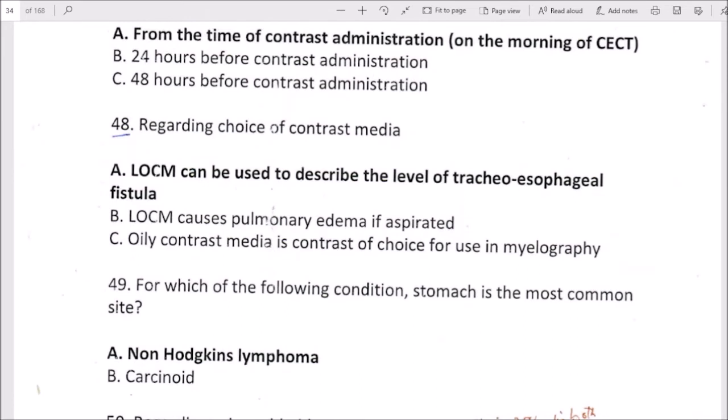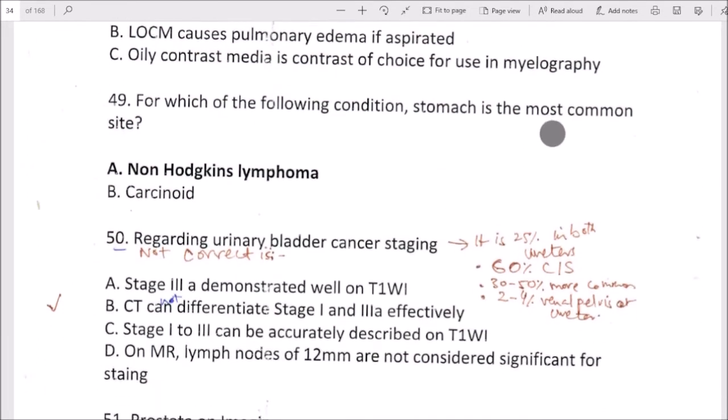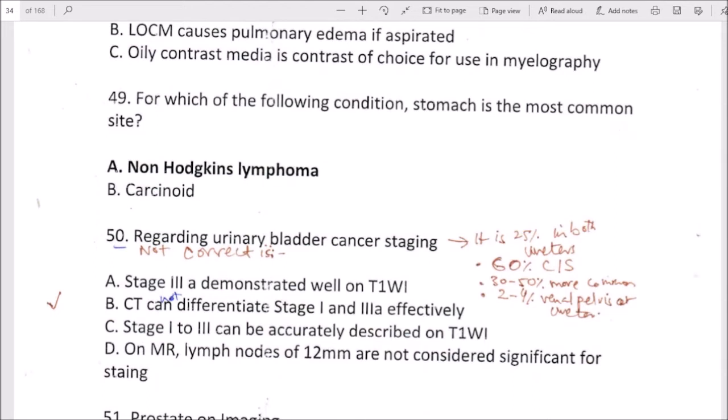48. Regarding contrast media, LOCM can be used to demonstrate the level of tracheoesophageal fistula. Dual osmolar contrast media can be used to demonstrate the level of tracheoesophageal fistula. 49. For which of the following is the stomach the most common site? Non-Hodgkin lymphoma.